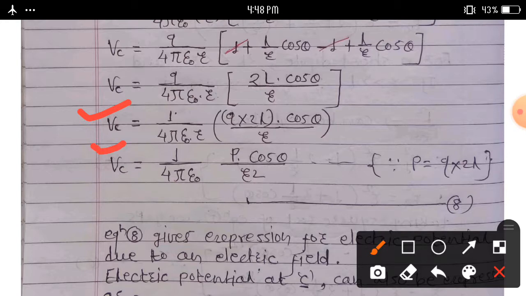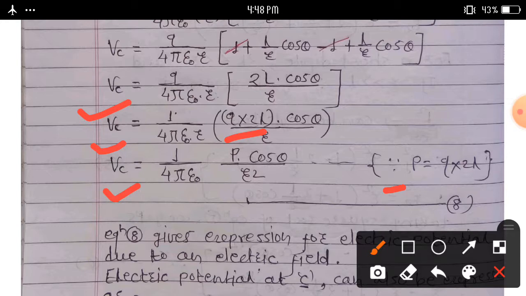Then Vc is equal to 1/4πε₀ r, rearranging this equation, we can write q into 2l into cos θ/r. Then Vc is equal to 1/4πε₀ into p cos θ/r², because here p is equal to q into 2l. This equation 8 gives the expression for electric potential due to an electric dipole.